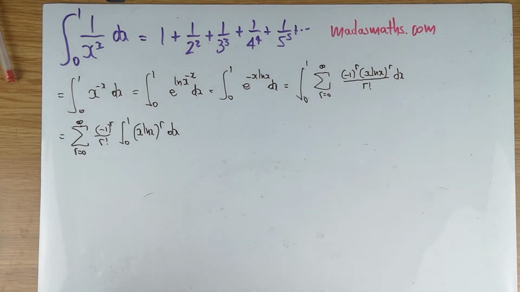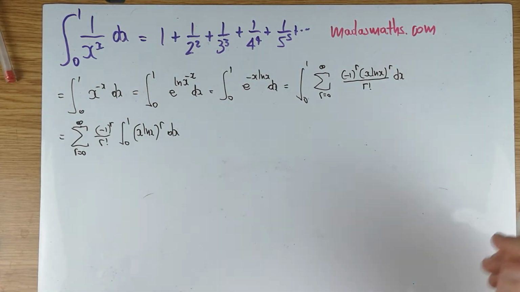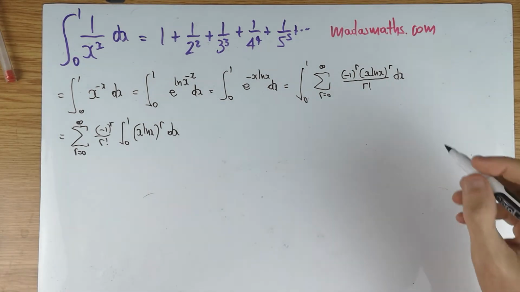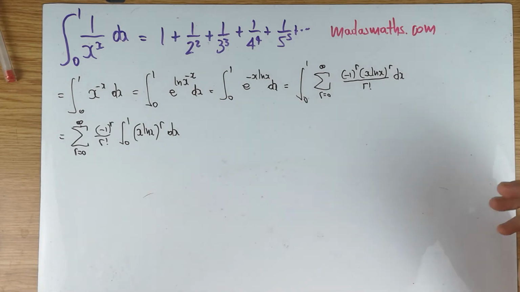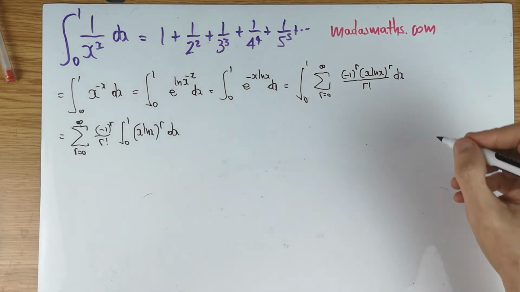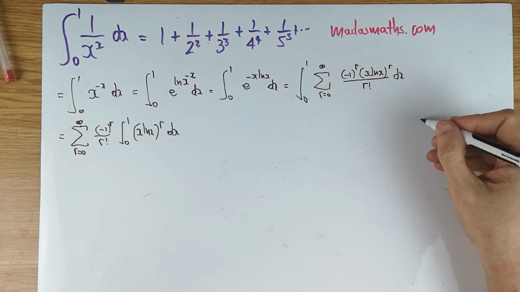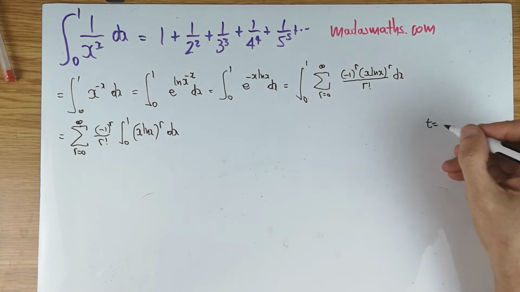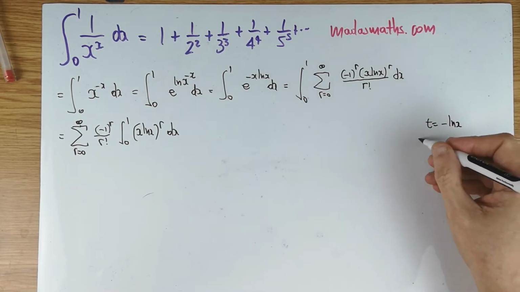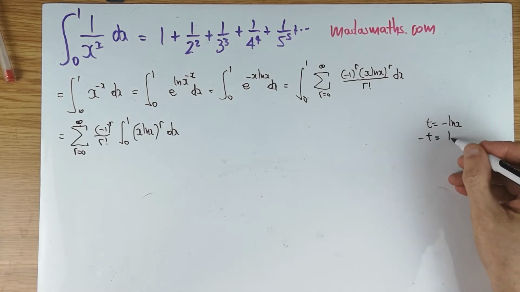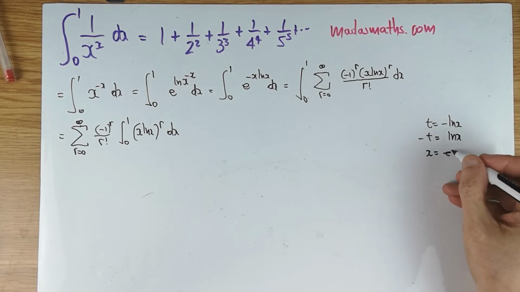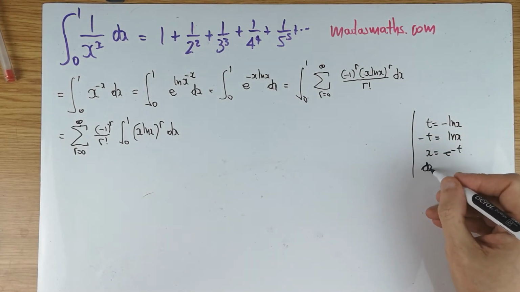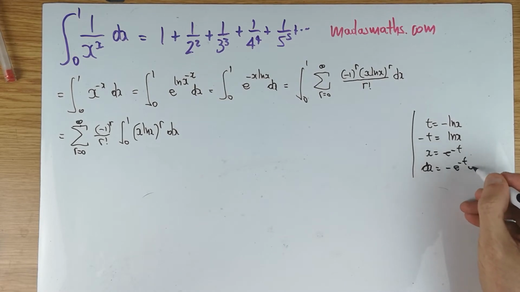Okay, and this is the bit we've done a million times. I think it's the third time I'm doing it in the last week, so I'm getting a bit fed up with that. We're going to use a substitution to change this to a gamma function, in particular to change the limits. Let's say t equals minus log x, or minus t is log of x, or x is e to the minus t. And then the dx is minus e to the minus t dt.